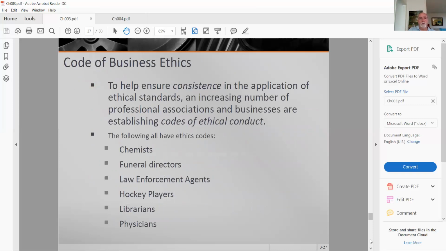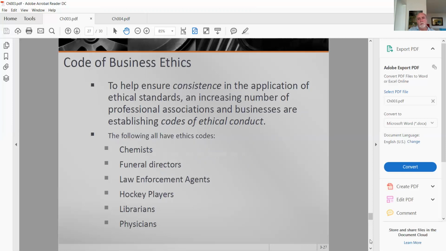There is a code of business ethics. Many of these different agencies or groups have an expected code of conduct. And I list some of them here. Some of them you can obviously figure out as true. The physicians, the Hippocratic Oath: first and foremost, do no harm.